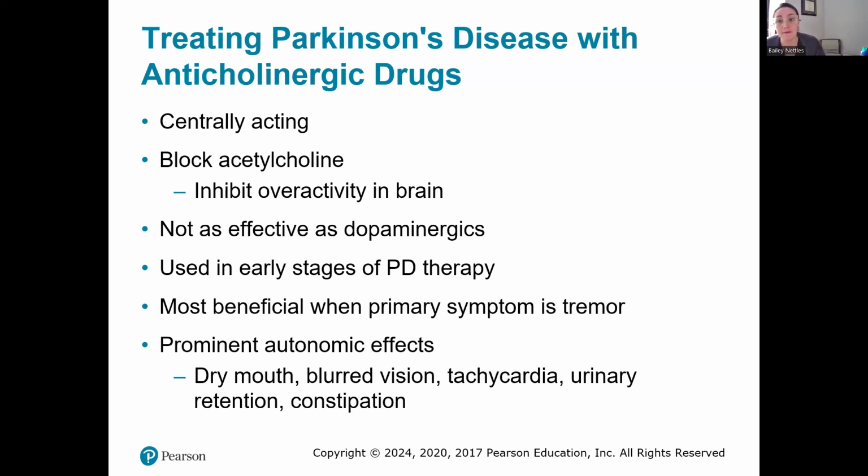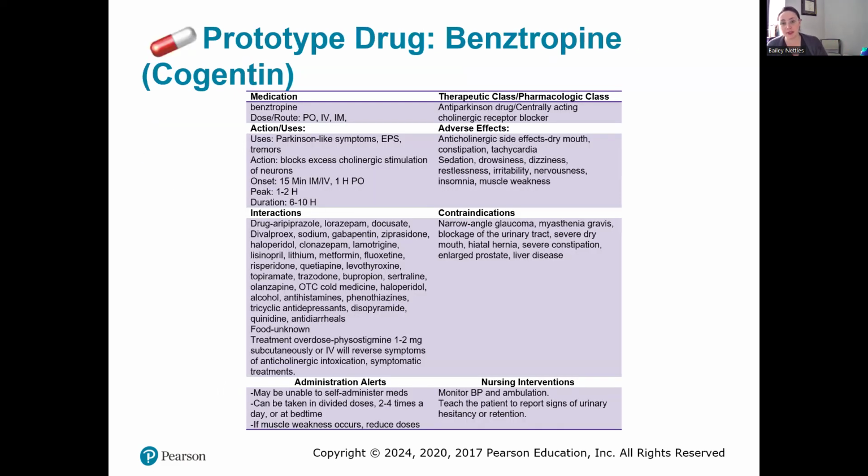Okay. They're not as effective as the dopaminergics, because this is for early symptoms, so we're not treating multiple symptoms. We're treating one or two. The biggest one is benztropine, and you probably remember this because it treats EPS. It's a centrally acting cholinergic receptor blocker. They use it for Parkinson's symptoms, EPS, and tremors. Okay, it blocks cholinergic stimulation.